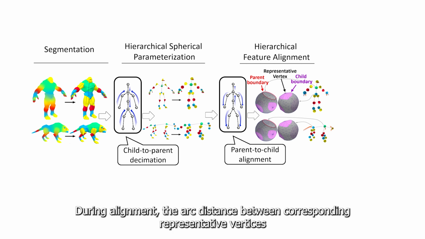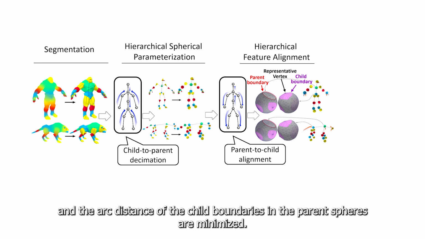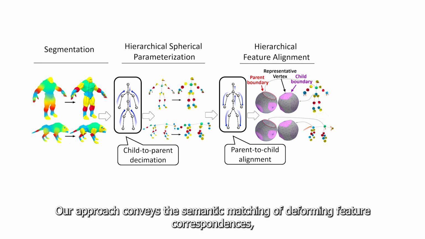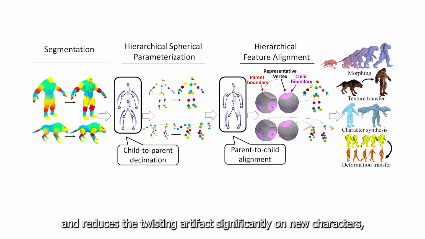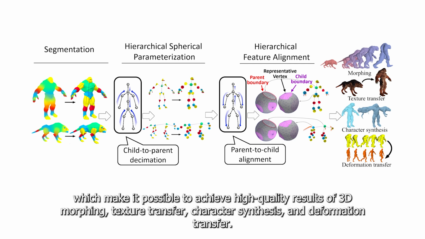During alignment, the arc distance between corresponding representative vertices and the arc distance of the child boundaries in the parent spheres are minimized. Our approach conveys the semantic matching of deforming feature correspondences and reduces the twisting artifacts significantly on new characters, which make it possible to achieve high-quality results of 3D morphing, texture transfer, character synthesis, and deformation transfer.